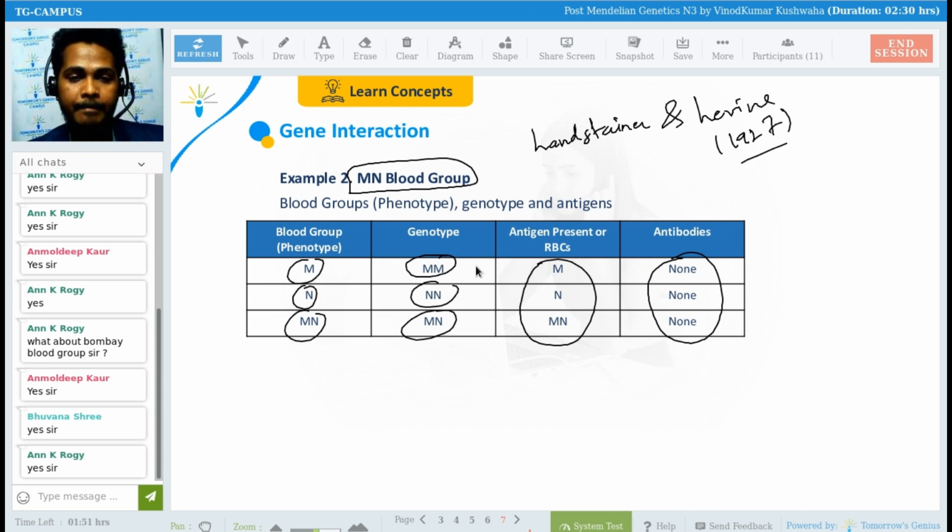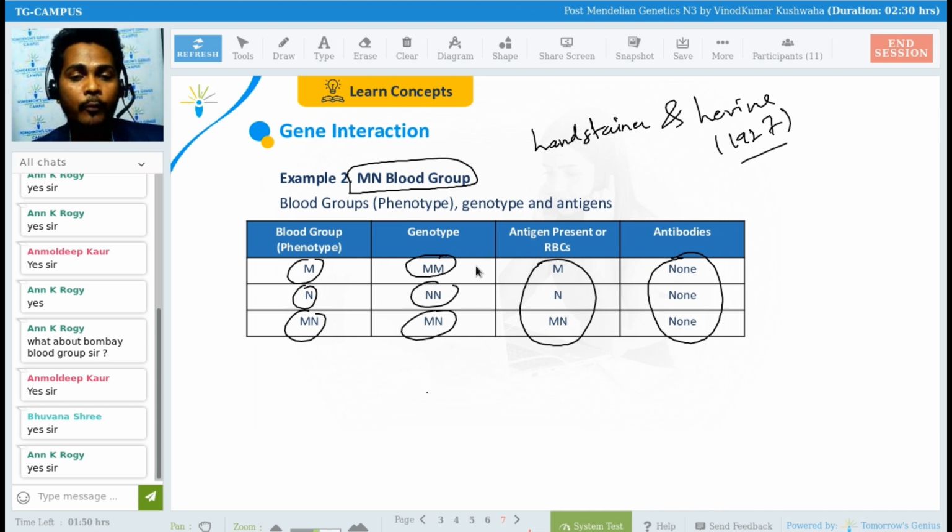Clear? Yes. Now you can ask your questions, whatever you want to ask. Is this blood group related to the human blood group, sir? Yes, it's related to the human blood group, but it is generally not referred to in the normal laboratory. It is just used by the forensic department.